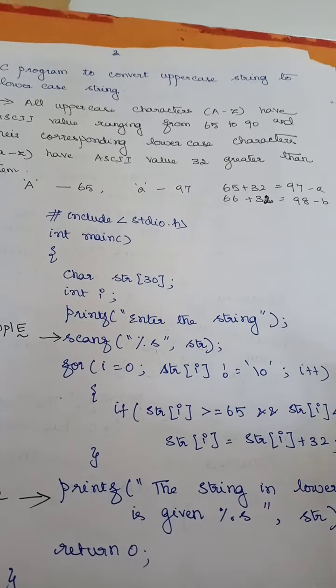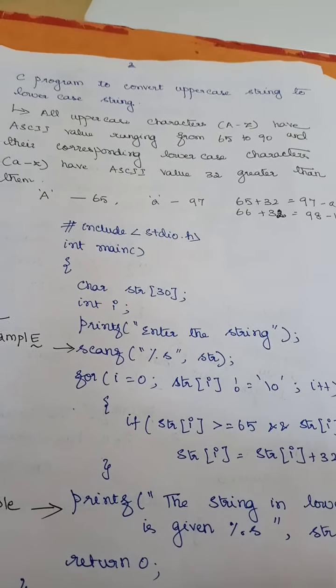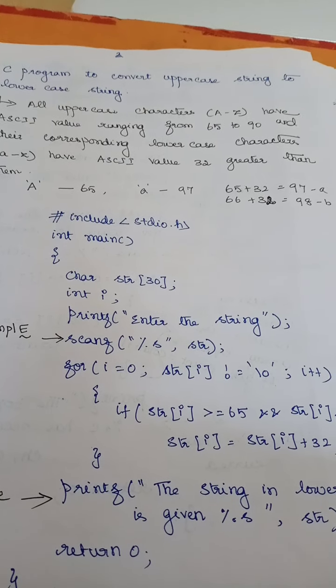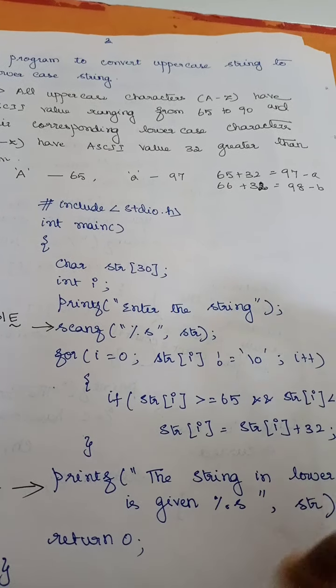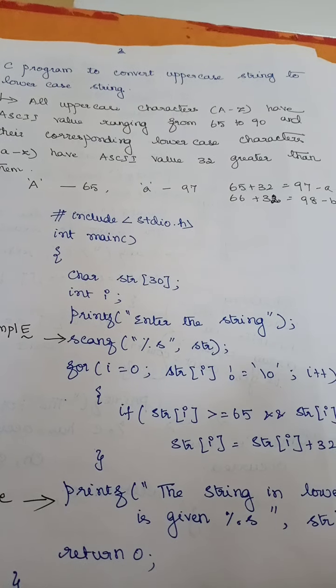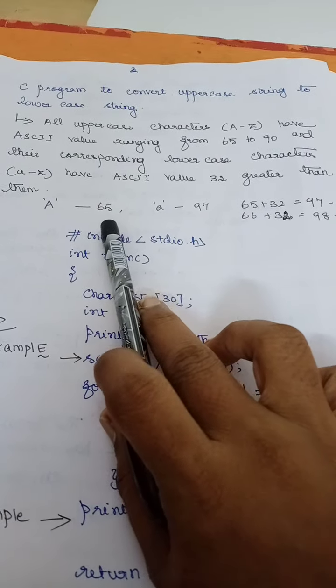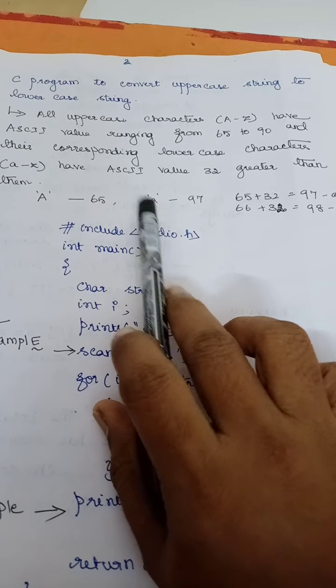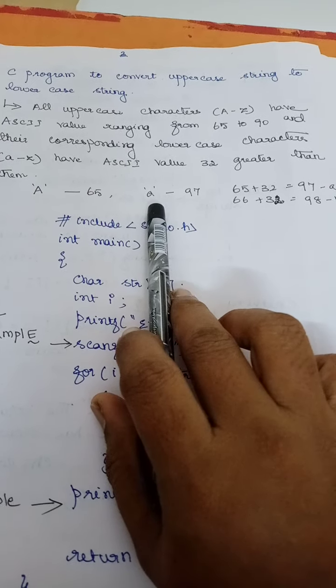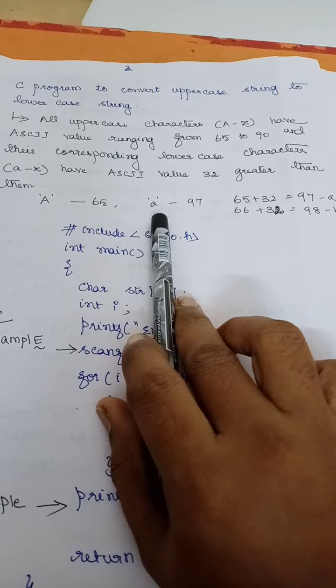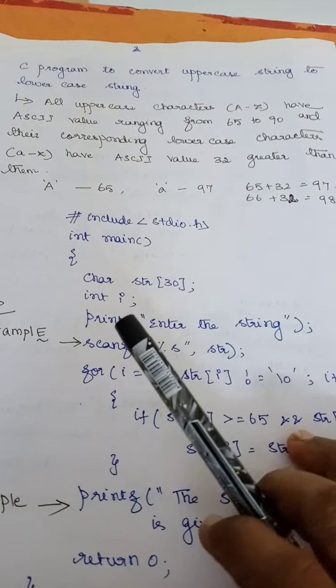So when you add 65 plus 32, it is going to be 97. Similarly, 66 plus 32 is going to be 98. So always, if I want to convert an uppercase letter to a lowercase letter, I can add 32 to it to get my corresponding lowercase letter. This is the concept we are going to use.